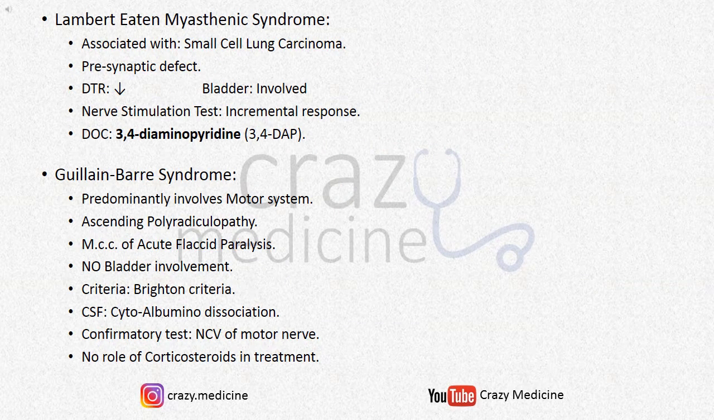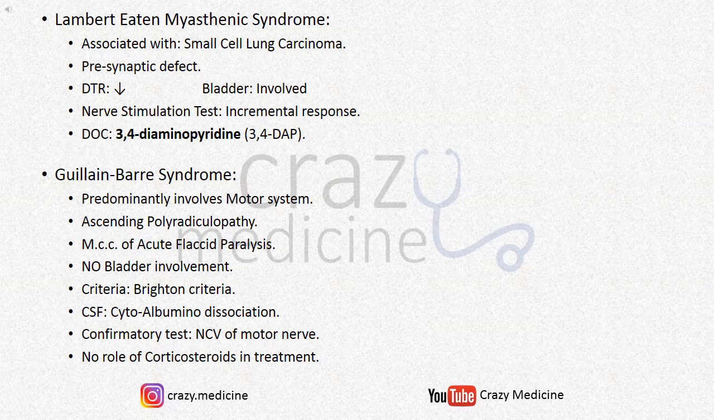Then Lambert-Eaton myasthenic syndrome. It is associated with small cell carcinoma of lung. It is one of the paraneoplastic syndromes. There is mainly presynaptic defect of calcium channels, and in myasthenia gravis there is postsynaptic defect. Here deep tendon reflexes are decreased, but in myasthenia gravis they will be normal, and there will be no bladder involvement in myasthenia gravis, but in Lambert-Eaton myasthenic syndrome there will be bladder involvement, and the nerve stimulation test will show incremental response, and the drug of choice for Lambert-Eaton syndrome is 3,4-DAP.